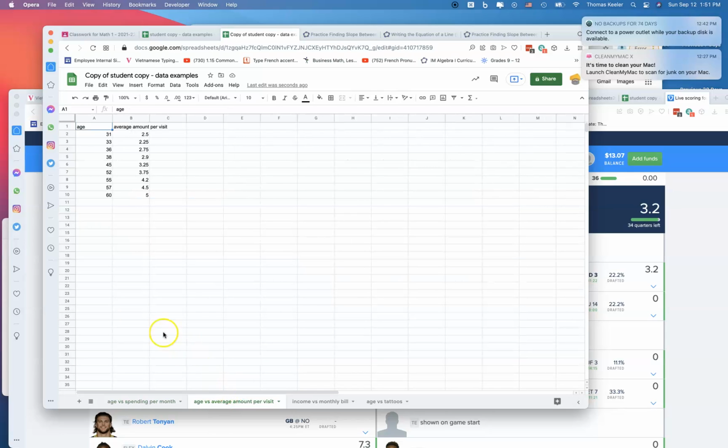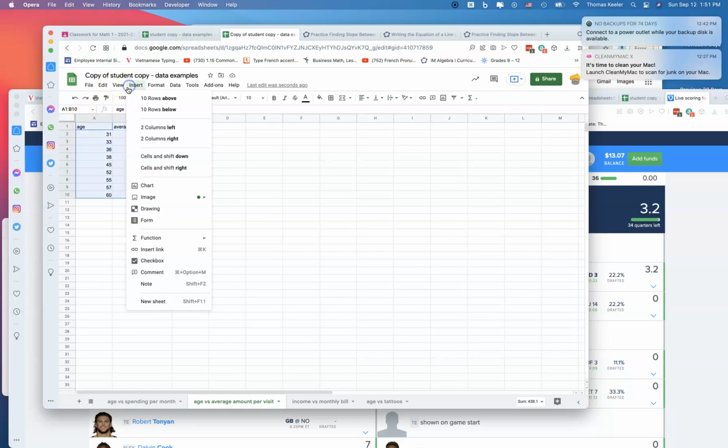Let's look at the next one, which is, how about maybe as you get older you spend more per visit. Maybe you don't spend more per month, but you at least buy something that you really like. So let's highlight this. Remember, if you hit the shift and the arrow keys, you can highlight. Okay, so I've highlighted that. I'm going to insert my chart.